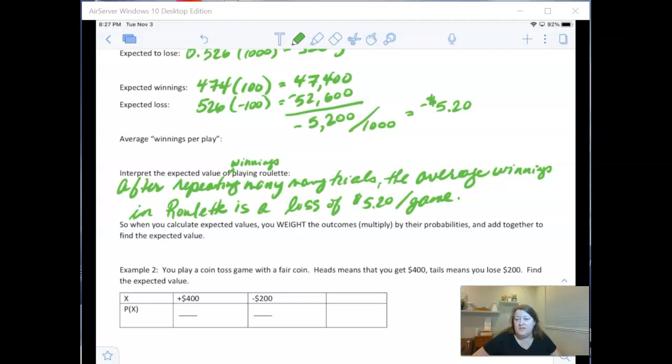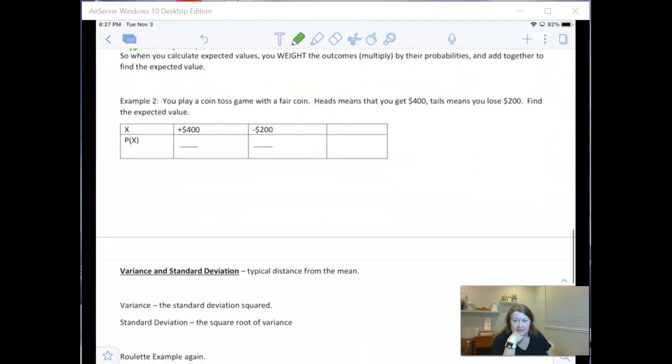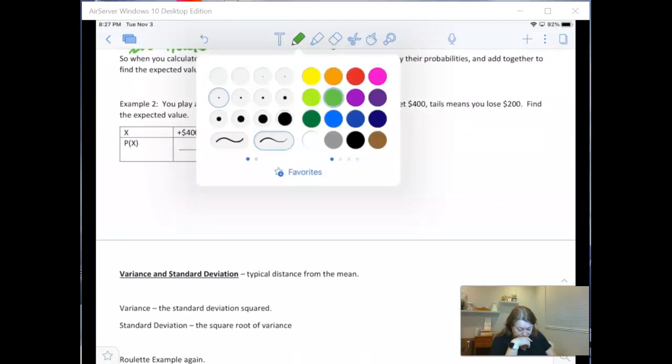All right. So when we calculate expected values, it's kind of like a weighted average. We do this in a lot of math classes, where your scores will say like 60% of your grade is tests and 40% is homework. This is the same idea of weighting scores. So let's take a look at some of the weighted averages that we can do. So here's another example. Let's say we played a game that involved tossing a coin.